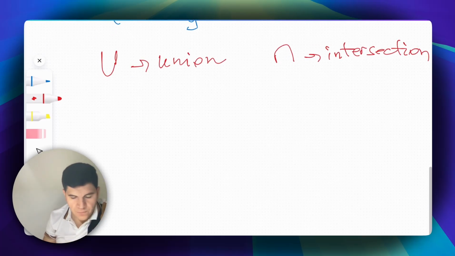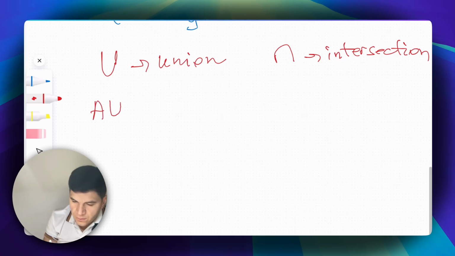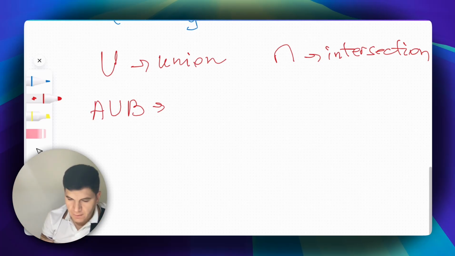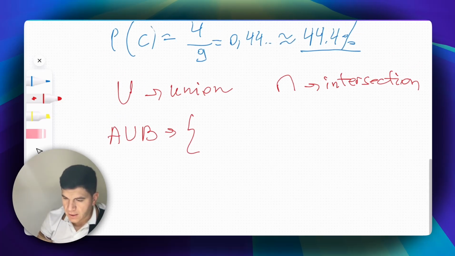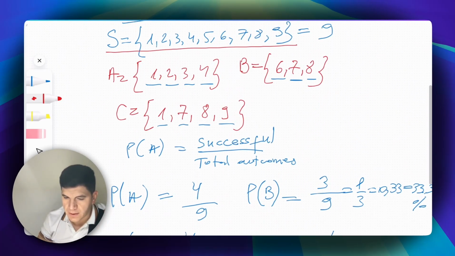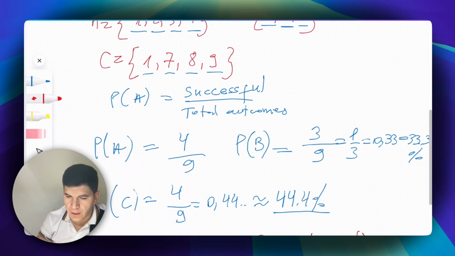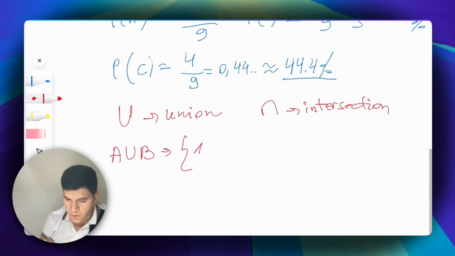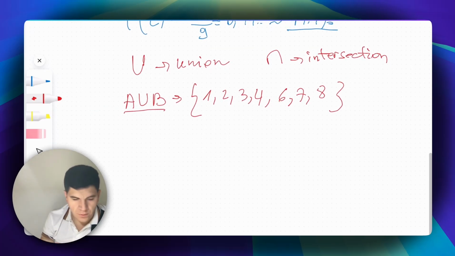Let's say we want to find A union B. What does it give us? The idea is that we have to combine the elements that are in A and in B. If you look again at the top, the elements in A are 1, 2, 3, 4, and in B we have 6, 7, 8. So it will give us 1, 2, 3, 4, 6, 7, 8. This is the result of A union B.